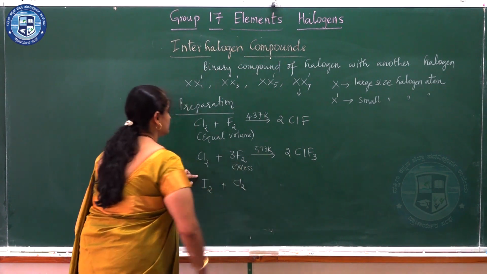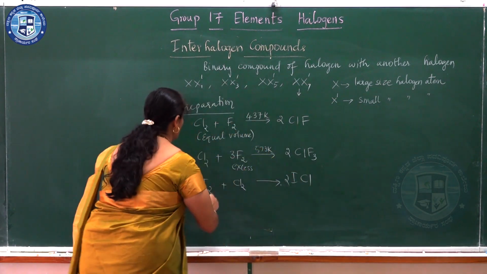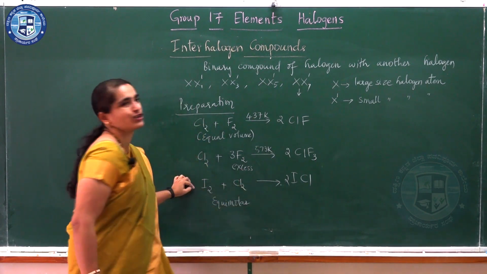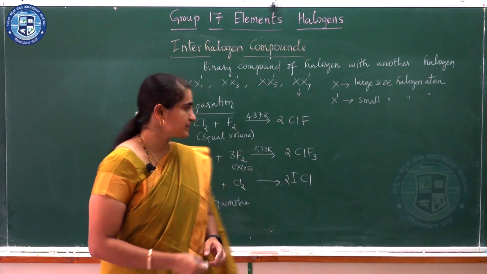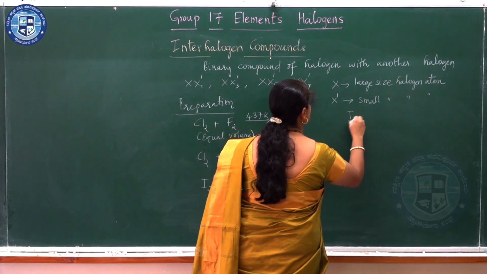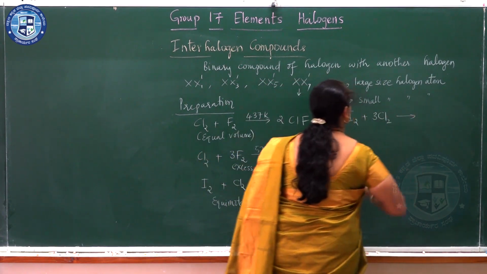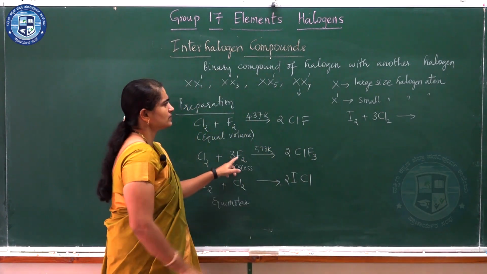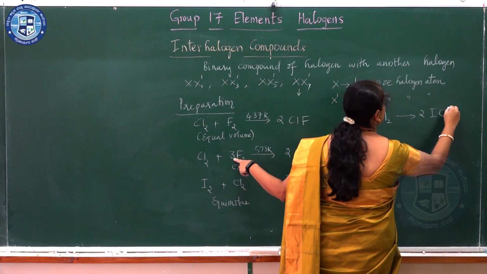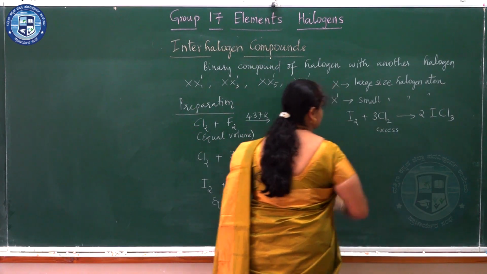plus Cl2, I'll end up with 2ICl, both in equimolar, same volume. If I take this in excess, I'll write here. So I have I2 plus 3Cl2. In this case, I'll end up with, similar type, so I have taken 3Cl2 there. So I'll end up with 2ICl3. Here I have taken chlorine in excess.